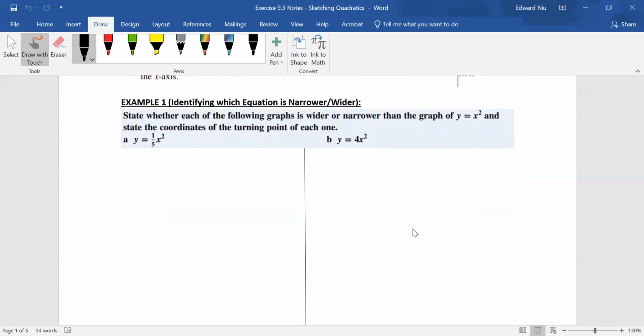So example 1, identify which equation is narrower or wider. So here in A, we've got y equals 1 on 5 x squared. So compared to y equals x squared, this one here is going to be wider.